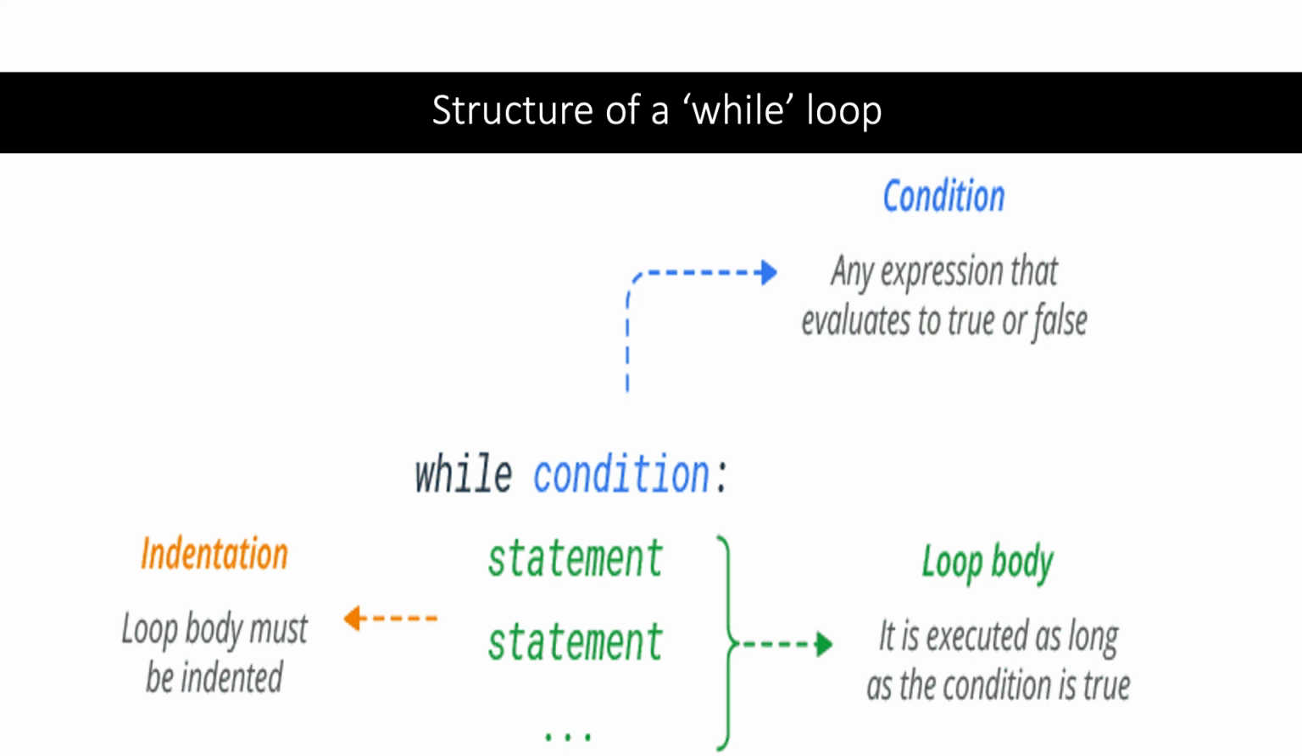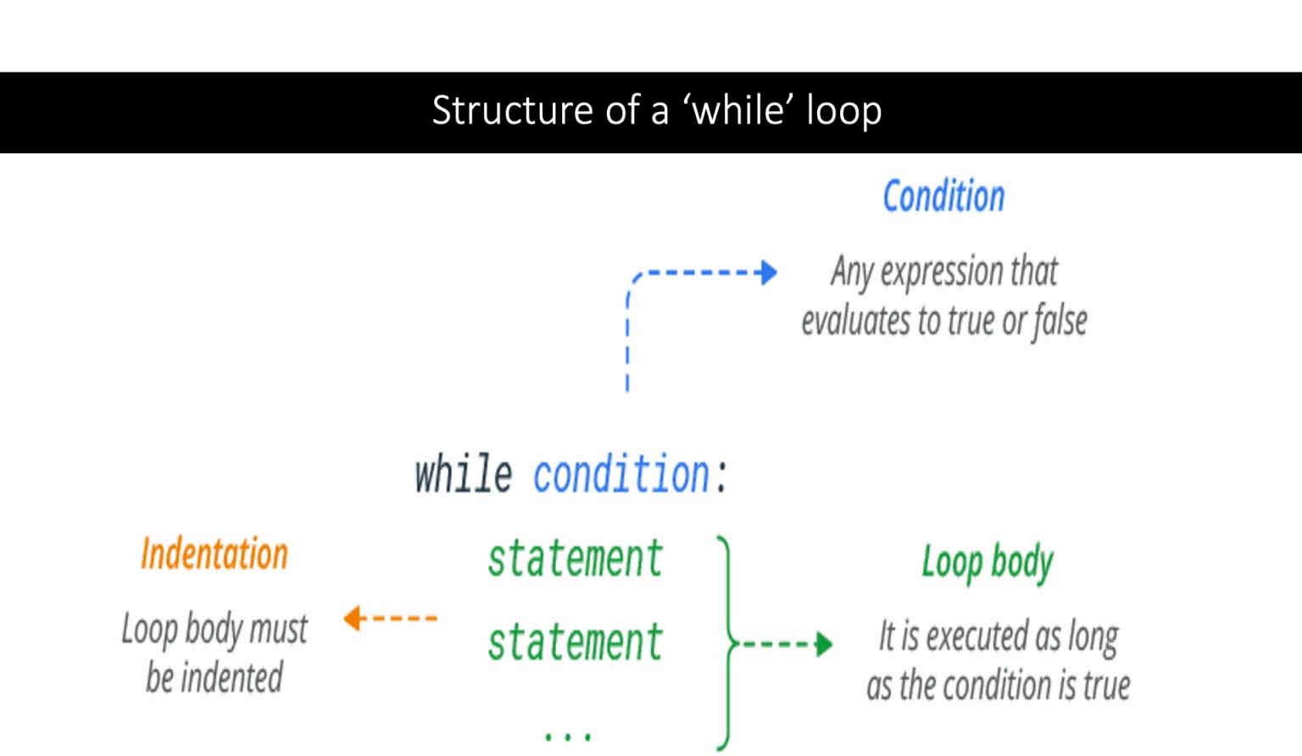Then we have the colon at the end of the while line. This is a syntactical element that indicates the start of the indented block of code, which constitutes the loop body. The colon is a fundamental part of Python's syntax for defining the beginning of blocks of code that belong to control structures like loops, functions, and if statements.